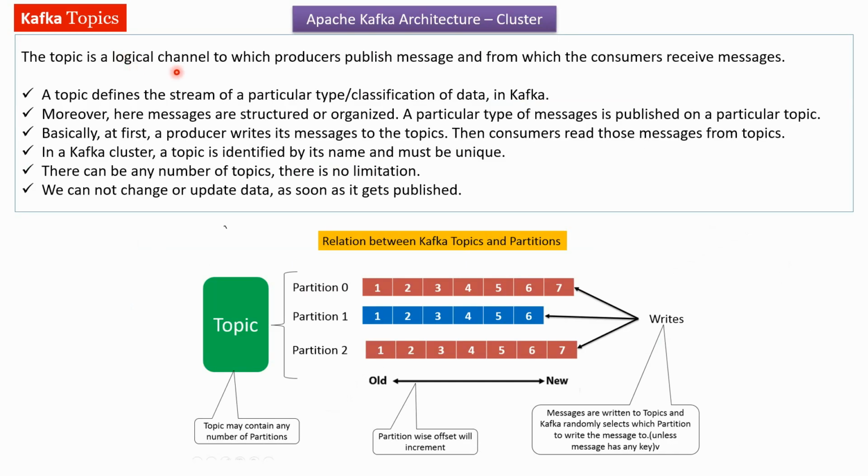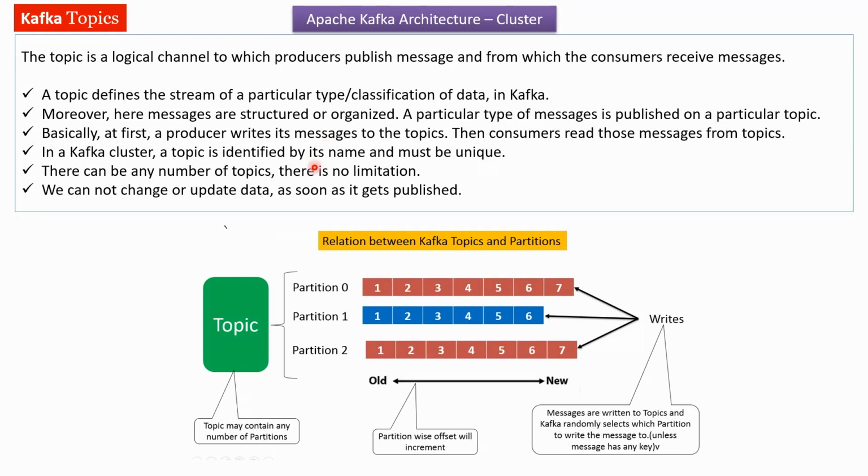A topic is nothing but a logical channel to which producers publish messages, and from the topic the consumers receive the messages. A topic defines a stream of a particular type or classification of data. Here messages are structured or organized, and a particular type of message is published on the particular topic. Suppose the topic name is animal, then animal related messages are published to the animal topic. Suppose the topic name is food, then food related messages are published to the food topic. First, the producer writes its messages to the topics, and from the topics, the consumer reads those messages.